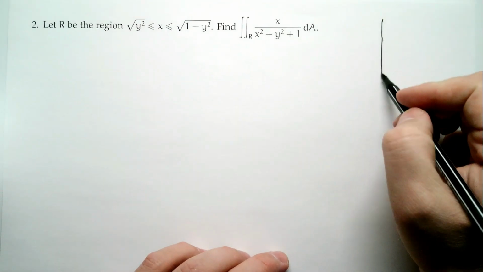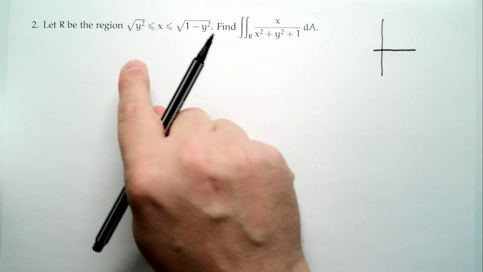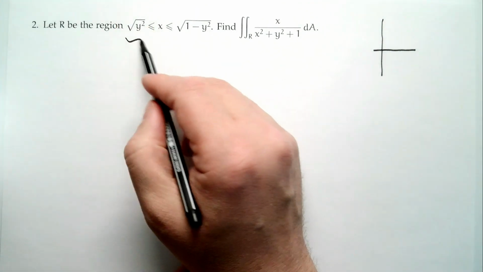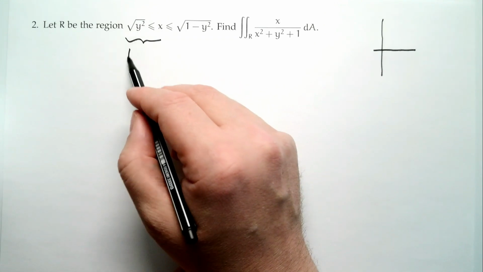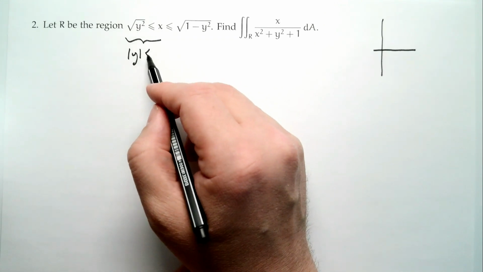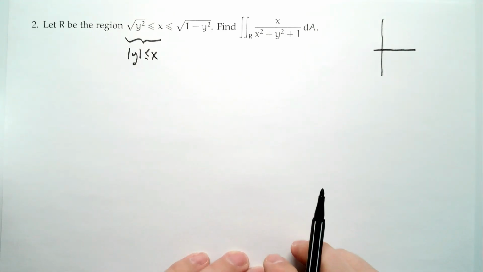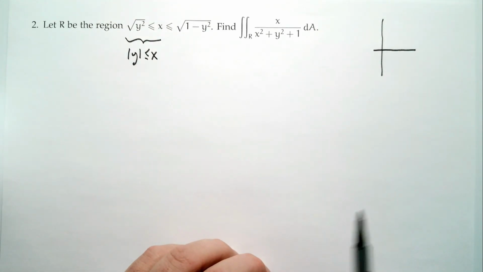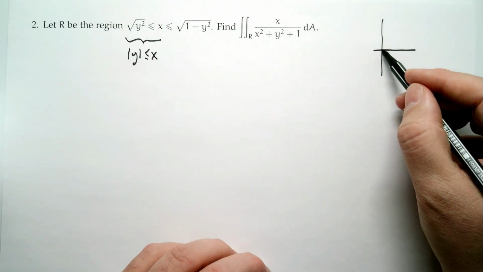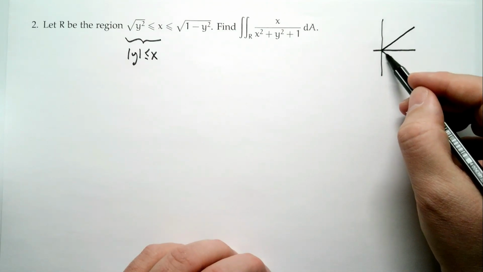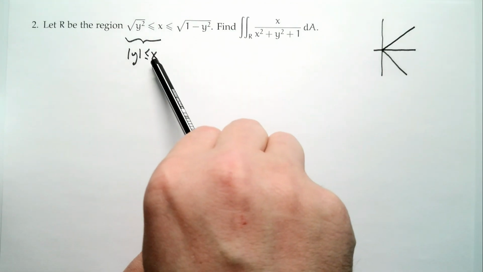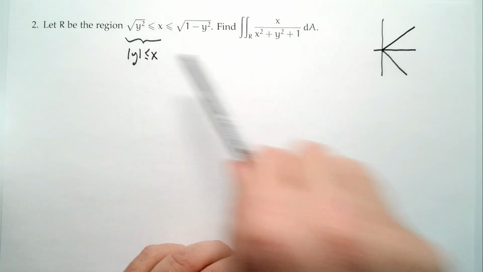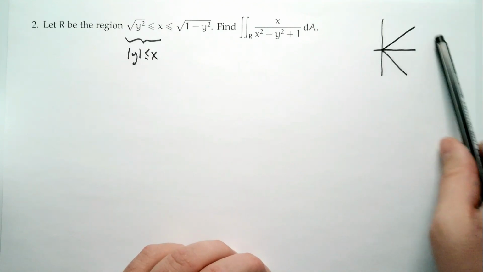So there's 2 pieces here to this region. So we have one part, this square root of y squared less than or equal to x. Now, square root of y squared is just a fancy way of saying the absolute value of y less than or equal to x. So if you were to sketch x equals the absolute value of y, it looks a lot like the absolute value function, except you've just turned it on its side. So that's absolute value of y equals x. And we want to have x be to the right of that. So that's what the x greater than or equal to the absolute value of y says. So I want to be over in this part.